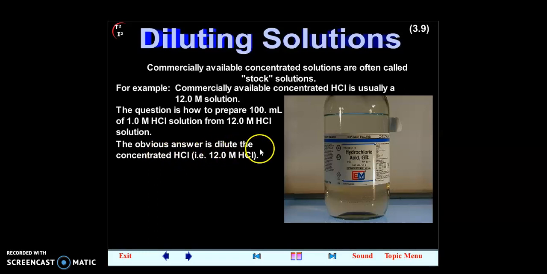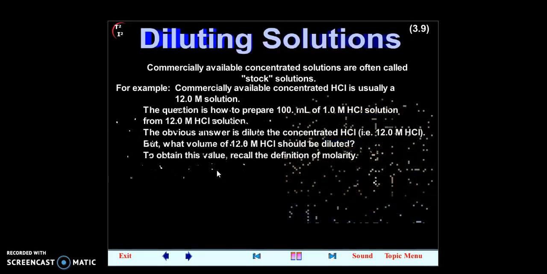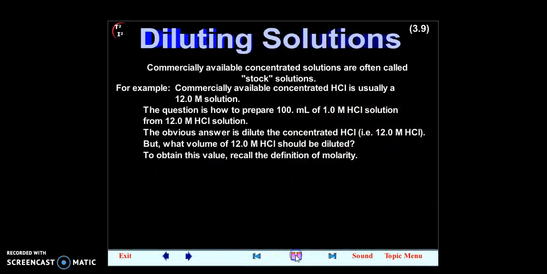The obvious answer is to dilute the concentrated HCl, that is the 12 molar solution, which is the stock solution. But what volume of HCl should we dilute? What amount do we need to make that solution? To obtain this value, recall the definition of molarity from the previous lesson.